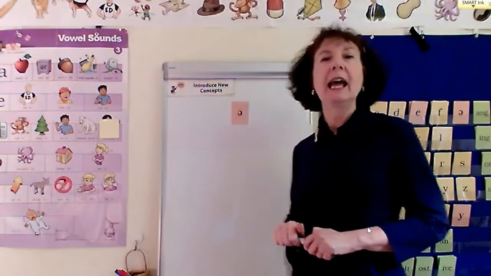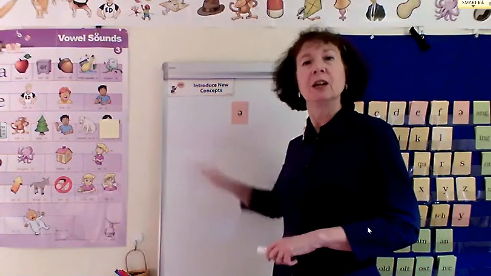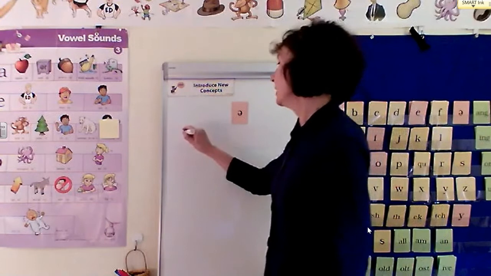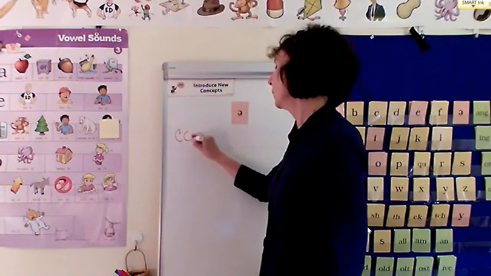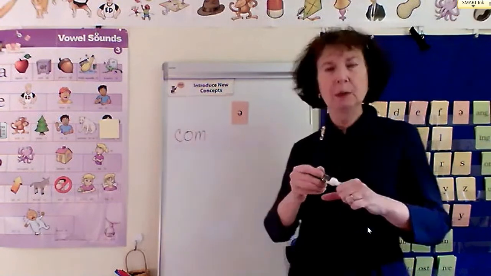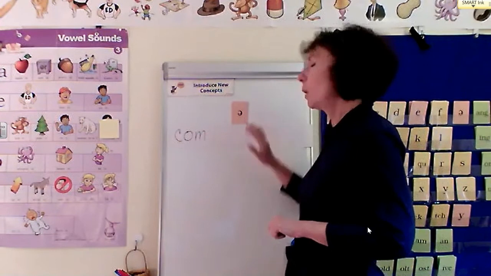So let's go back and spell each syllable. What was that first syllable again? Good, calm. And how are we going to spell calm? Right, C-O-M. And tell your hand what to write, C-O-M. Our second syllable was pl. Right, we heard that schwa.